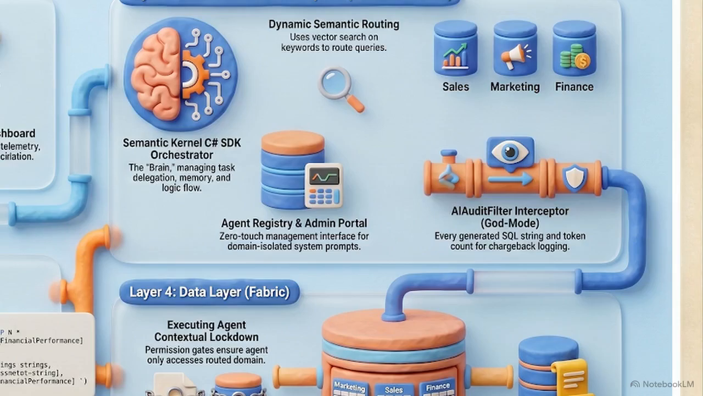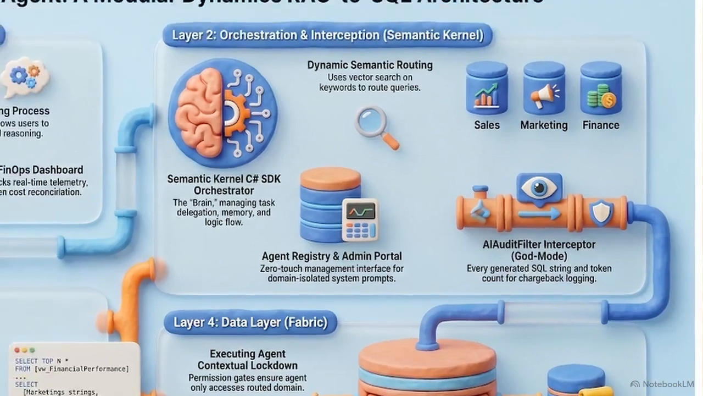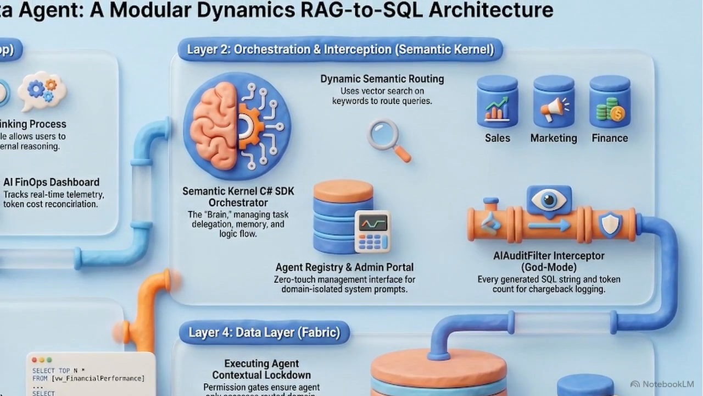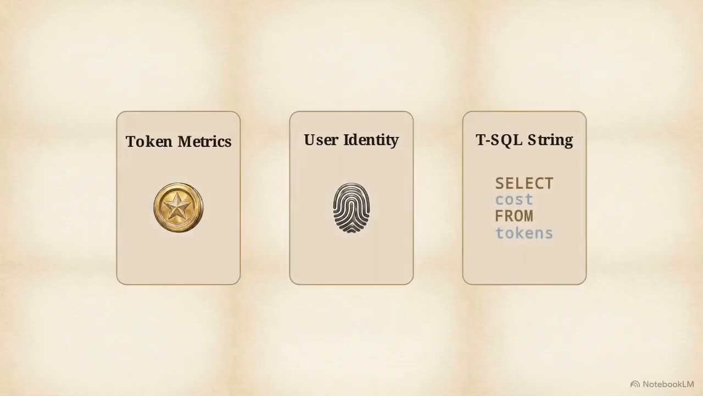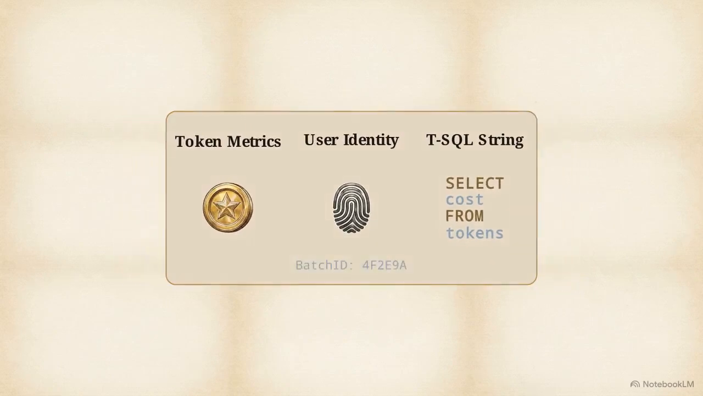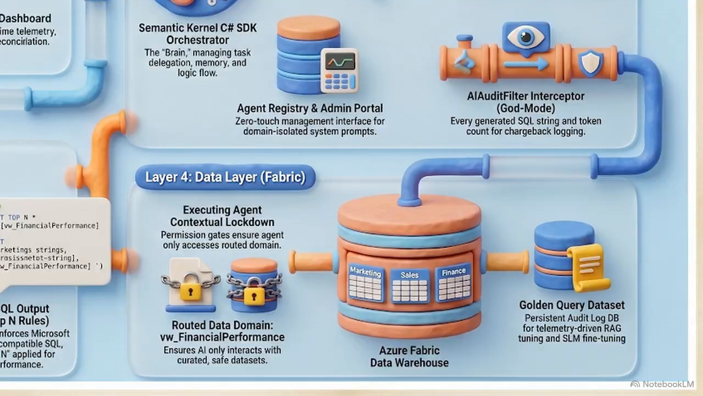To solve this, we implemented the AI audit filter. This component acts as a mandatory gateway between the application and the model endpoints. This deep scraper uses a recursive search to identify token counts and execution times across every reasoning hop the semantic kernel makes. Once it captures that data, the filter binds the token metrics to the user's identity and the specific T-SQL string that the agent generated. As shown at the base of the diagram, this telemetry is stored in the persistent audit log database, creating an auditable source of truth for AI-generated cloud costs.